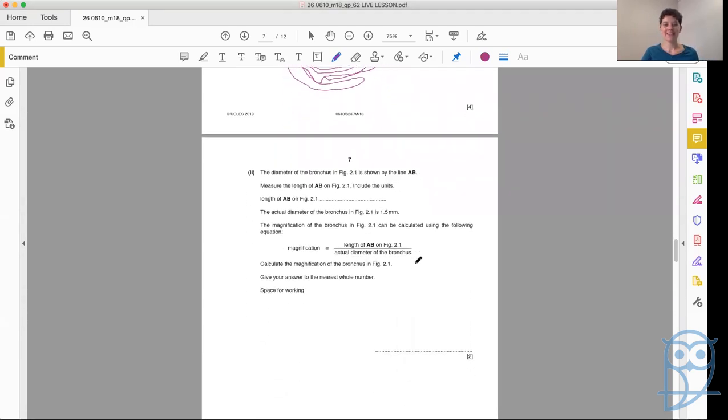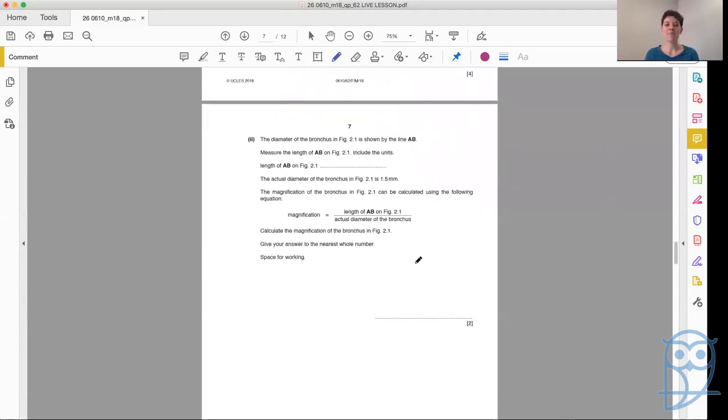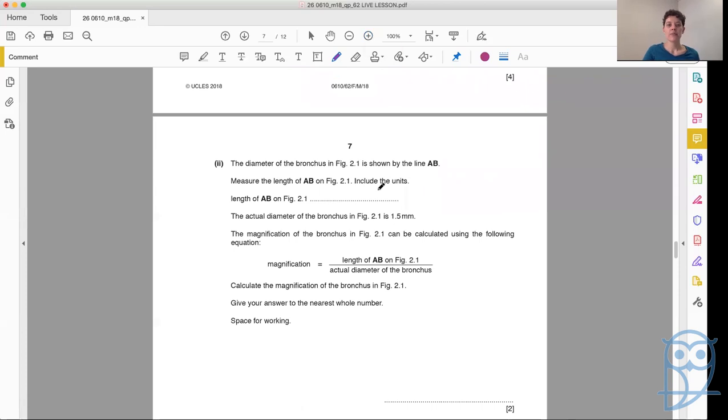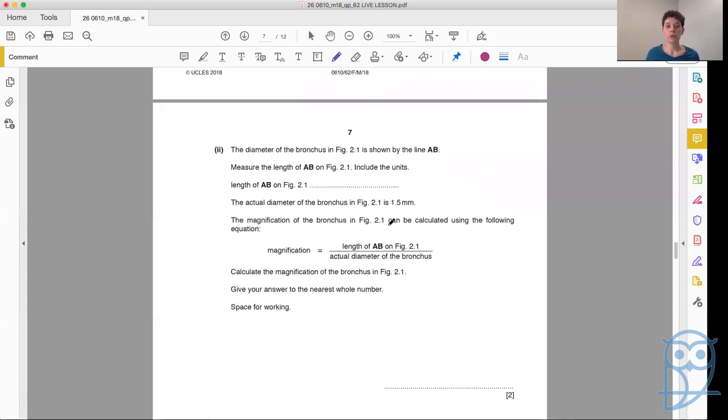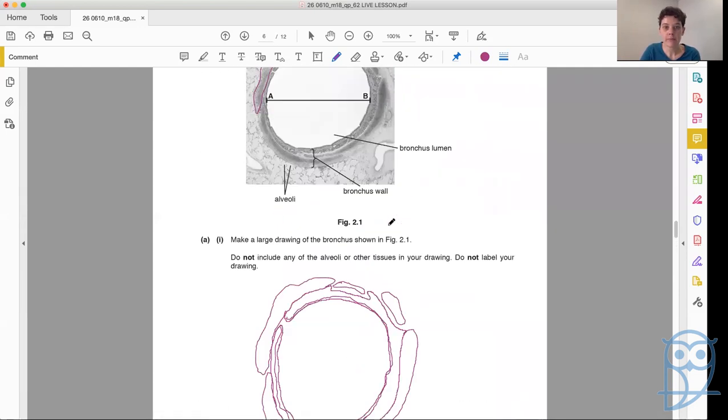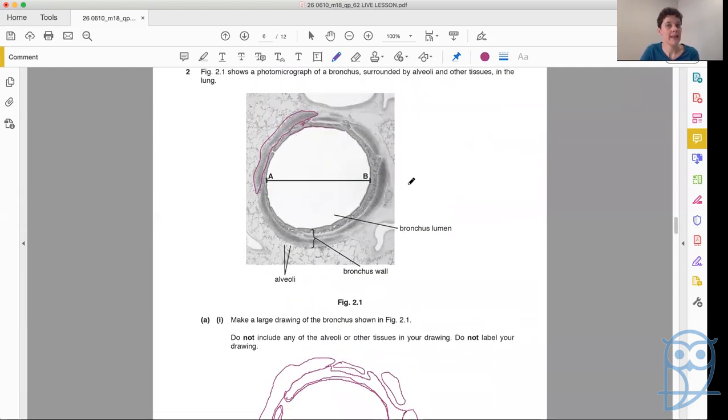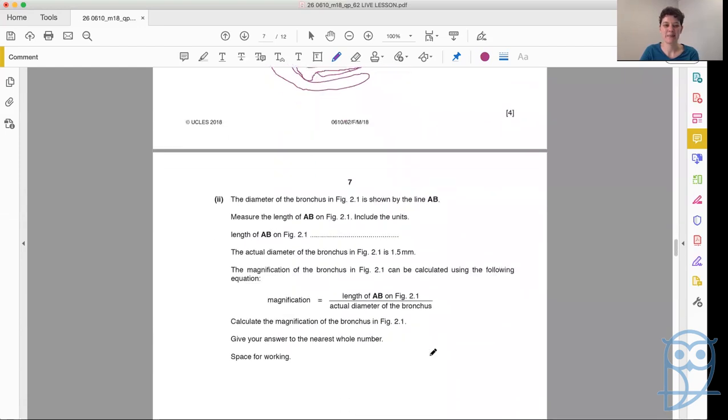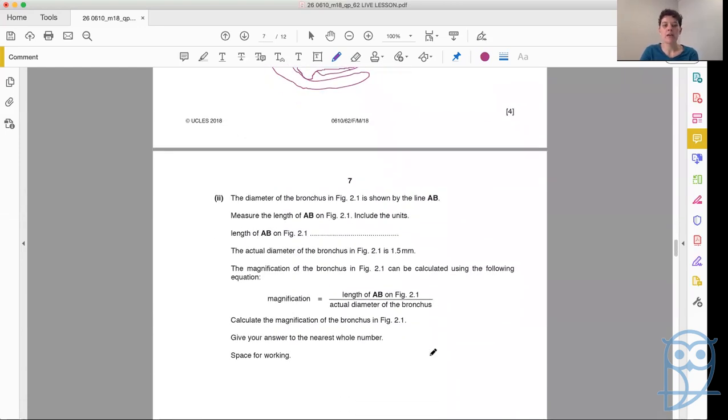So the next question, as usual, brings in our magnification. So they tell us that the diameter, let's get it bigger for writing. Diameter of the bronchus in Fig 2.1 is shown by the line AB. So there is the line AB, and it is showing a diameter. Measure the length of AB on Figure 2.1, include the units. So there's a space, length of AB on Figure 2.1, and dot, dot, dot.